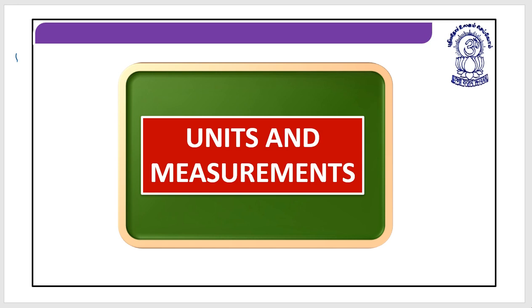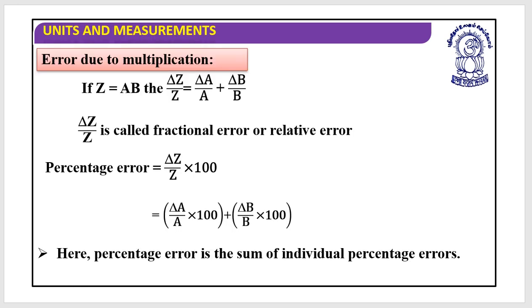Today we will discuss lecture number 6 of units and measurement. So let's begin. If you remember, in the previous classes we already discussed errors. We discussed the combination of errors, and in the combination of errors we discussed the errors included in addition and subtraction. So now let's move to the errors that occur due to multiplication or division.